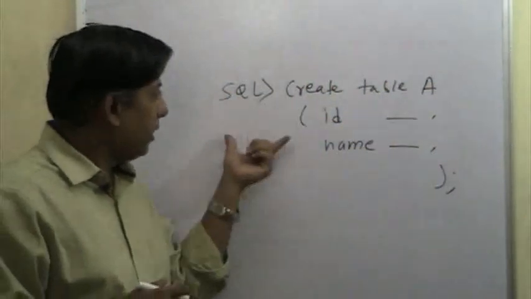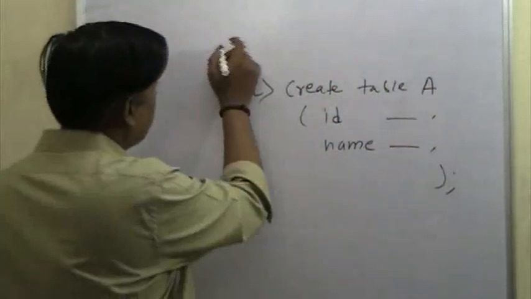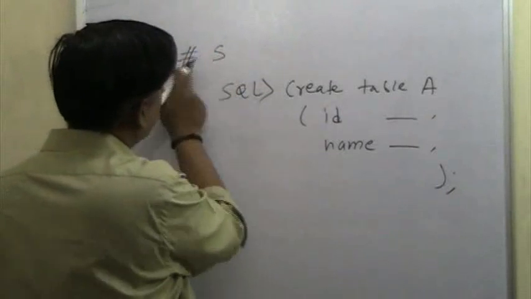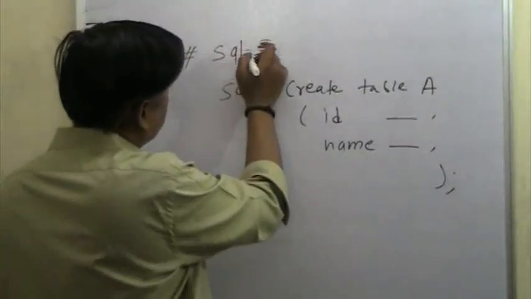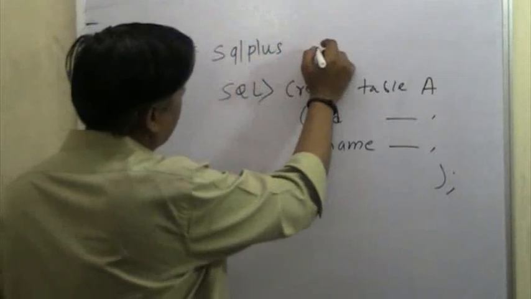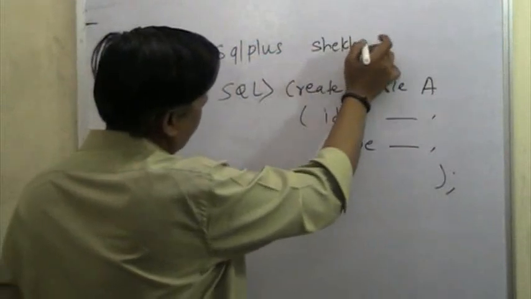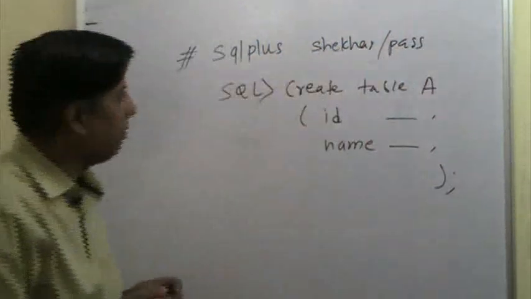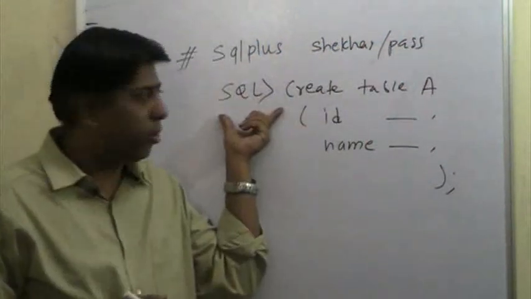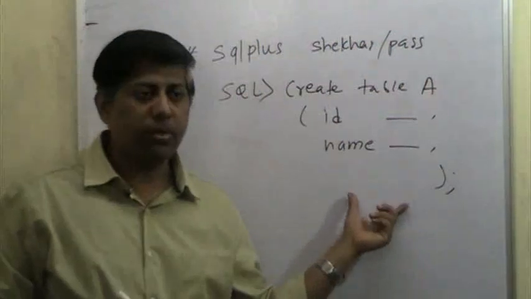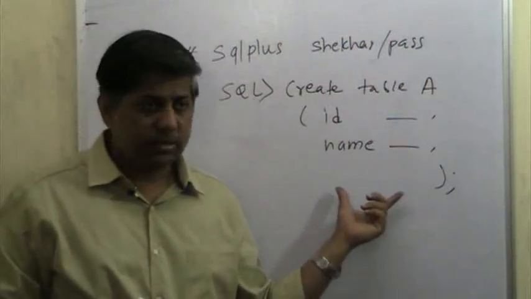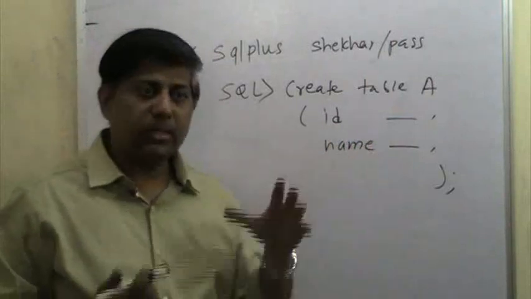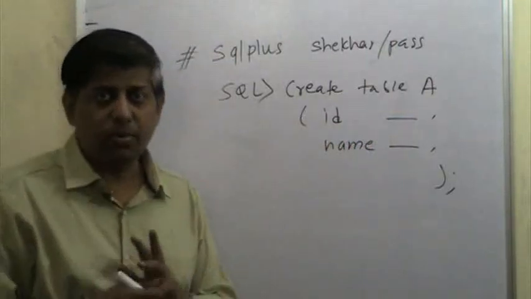Now, before you create a table, you have actually typed something at the operating system level. This is my operating system prompt: SQL Plus, and the login ID is, let us say, Shaker, and the password is PASS. By typing this command at the OS level, you have come inside the SQL Plus prompt, and now at the SQL Plus prompt we are typing the SQL commands. This is the standard way that we have been doing so far. But when you type this command, what exactly happens behind the scenes, that is what I want to discuss today.